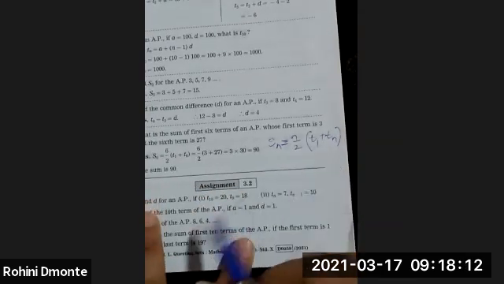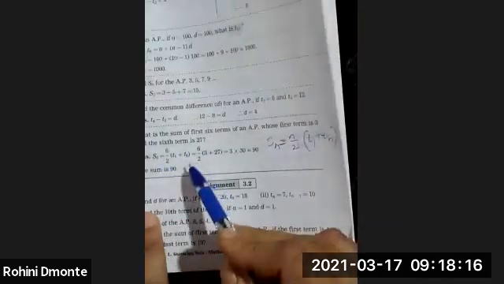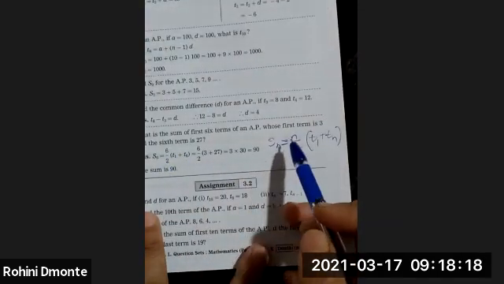Okay, students. So here T1 is given and the sixth term is also given. Just substitute the values and find the answer. Understood, students? Okay. Now let us move to the 2 marks questions.